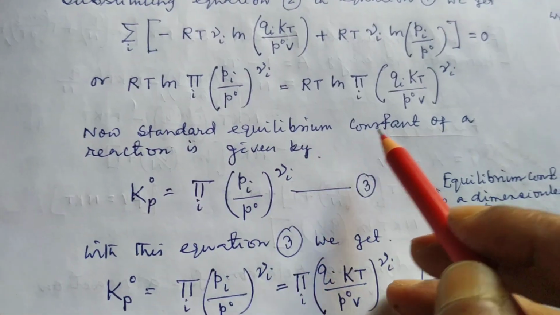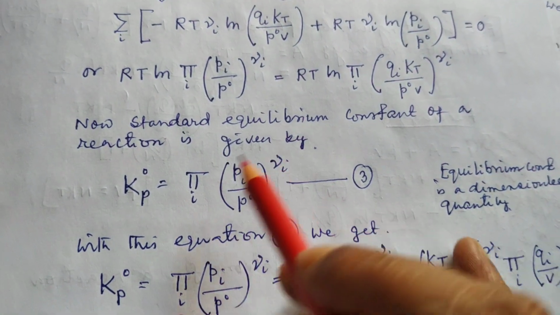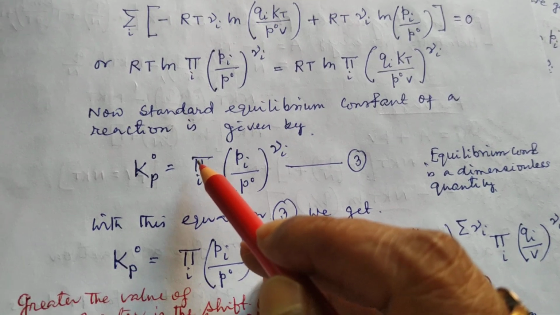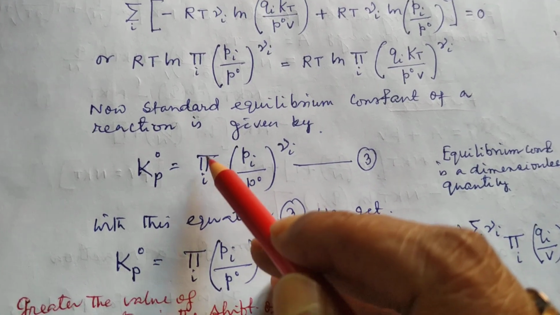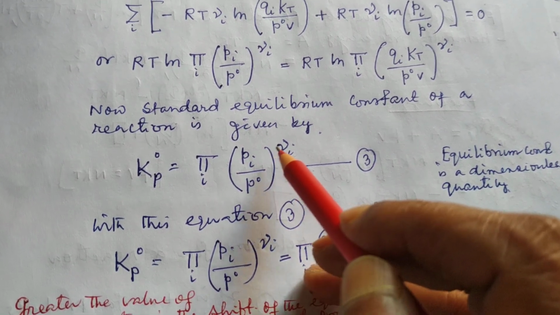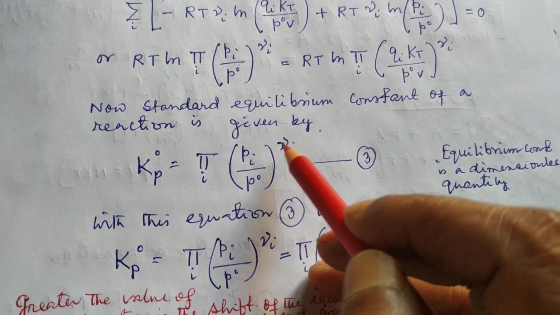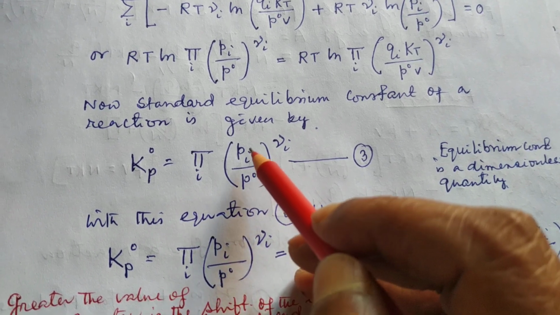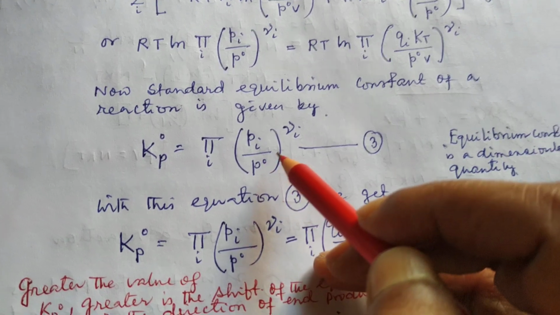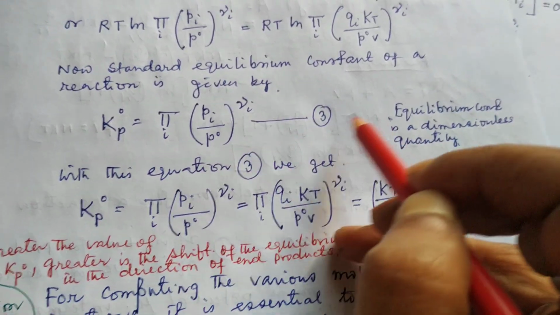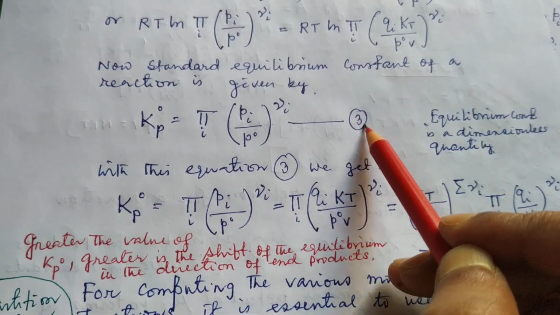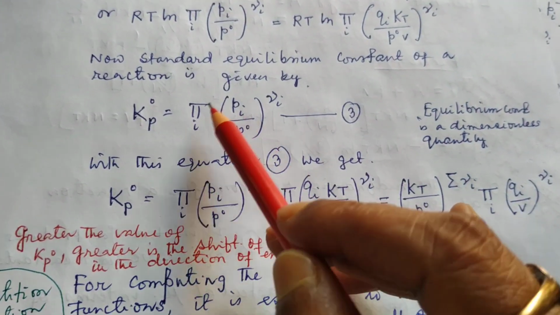Now, the standard equilibrium constant for a reaction is given by K_P^0 equals the product of (P_i/P0) to the power nu_i. We divide by P0, the standard pressure of 1 atmosphere, so that the equilibrium constant becomes dimensionless. This is equation number 3, the expression for the standard equilibrium constant.